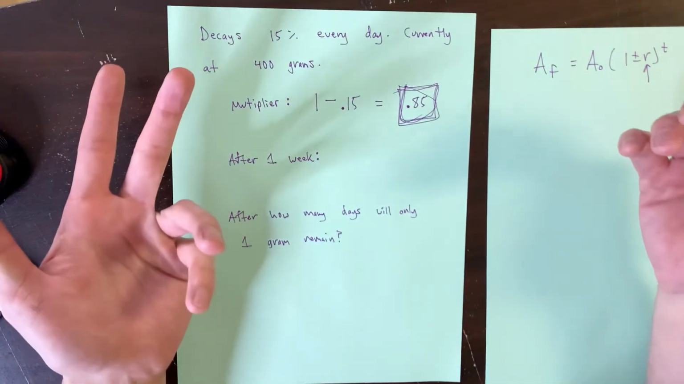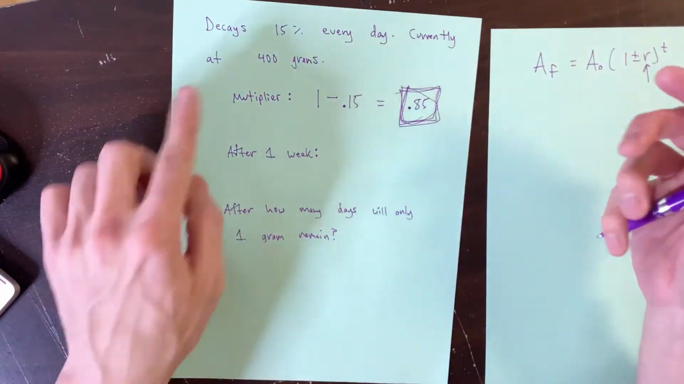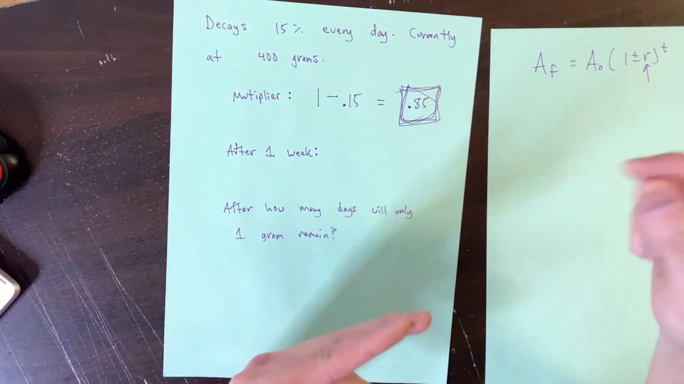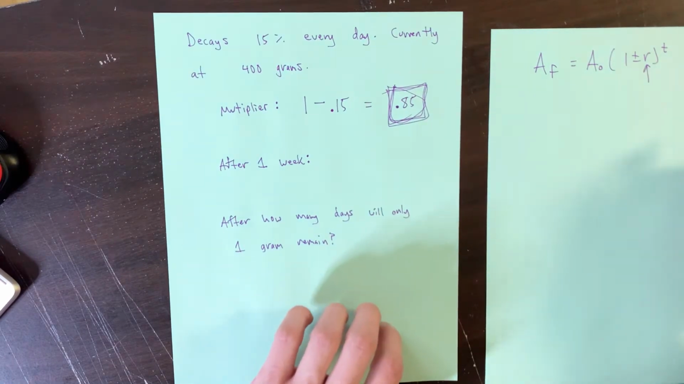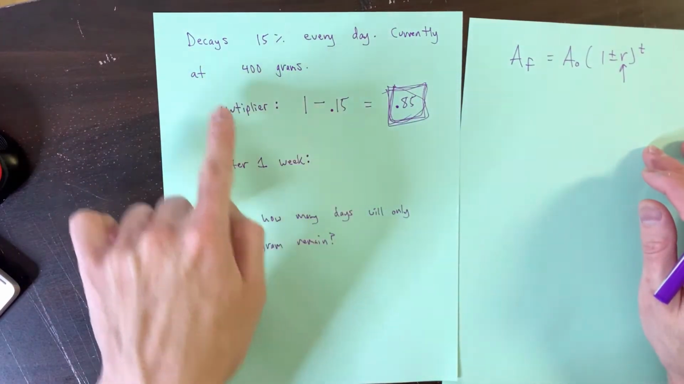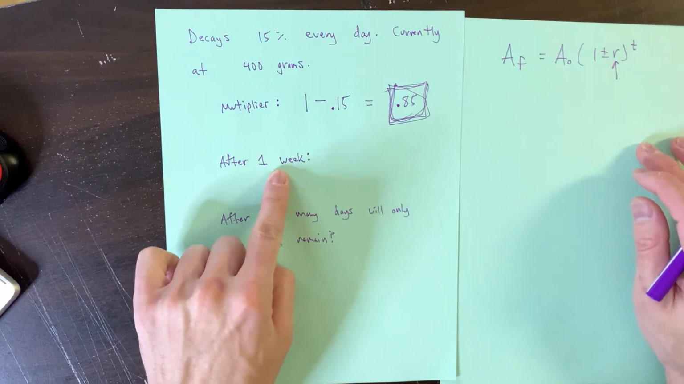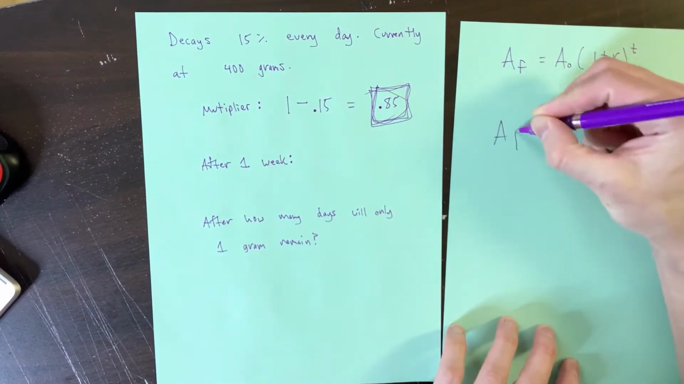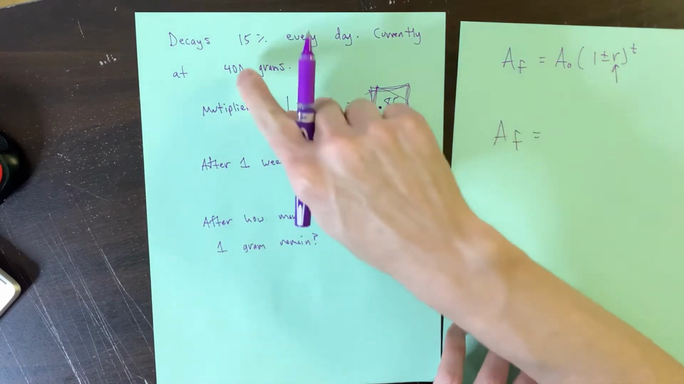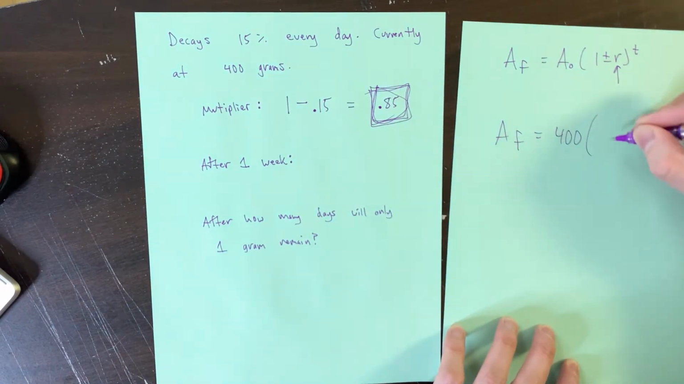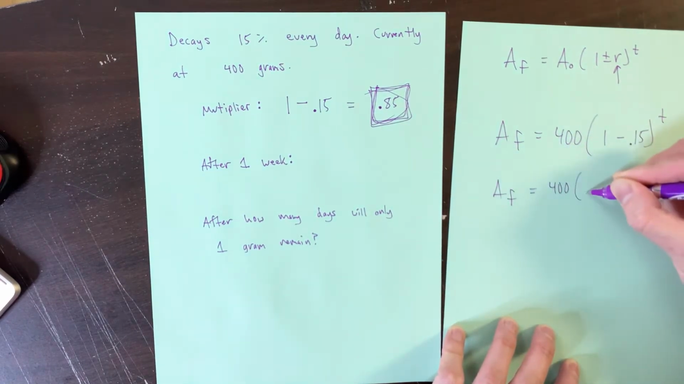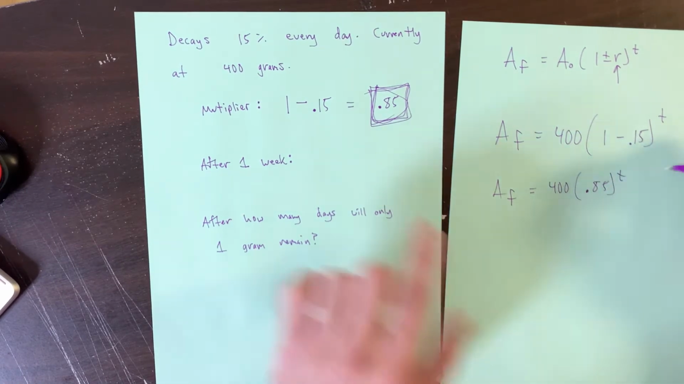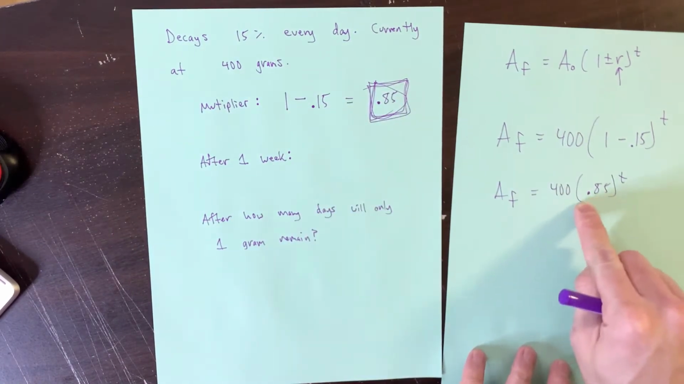If something were growing, it would be above 1.0. If something is decaying, it's going to be less than 1.0, which makes sense. So that's my multiplier. Now it says how much after 1 week. So after 1 week, why don't I use this equation? My initial amount was 400 grams, and I'm going to use 1 minus 0.15, and I'll just use T. So this is A sub F equals 400 times 0.85. That's the multiplier. The multiplier is whatever becomes of the parentheses.